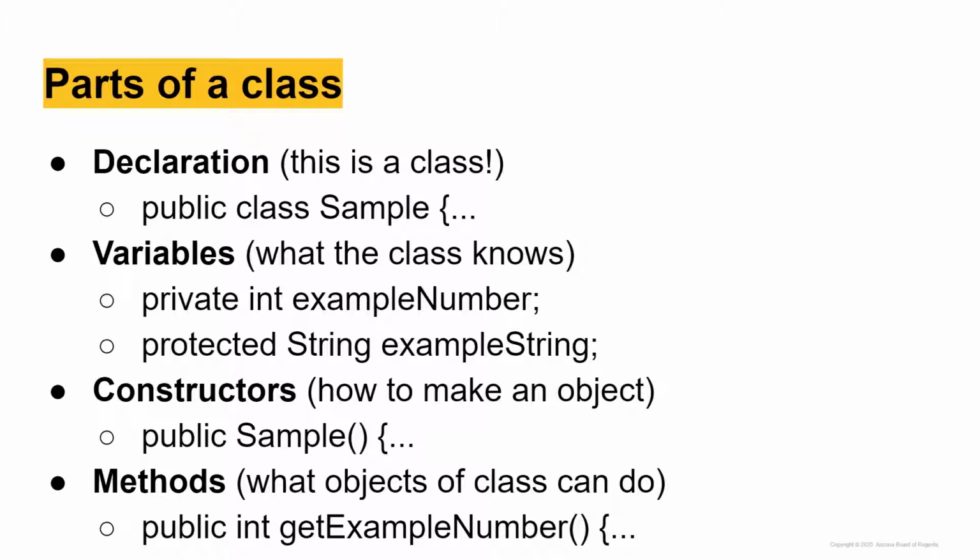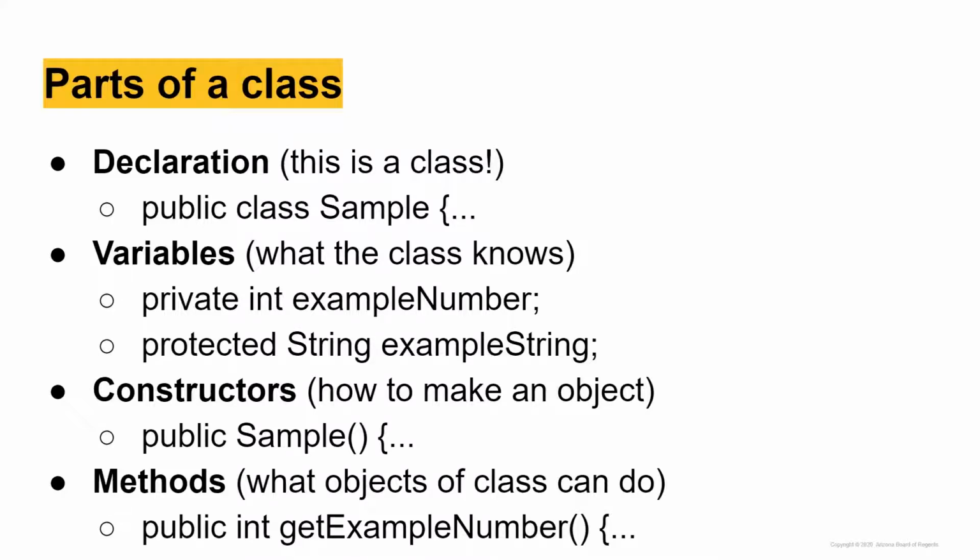And the variables are going to be the first thing that you basically put in your class after the class declaration. So moving on, then we have constructors. This is basically telling the computer how to make an object of your class. And we're going to talk about objects in just a second.